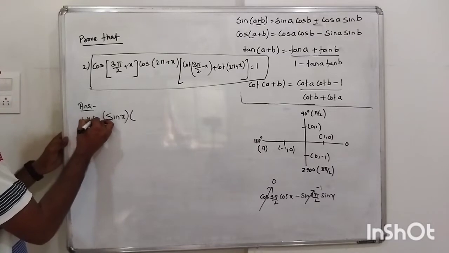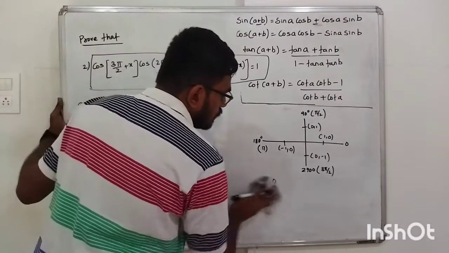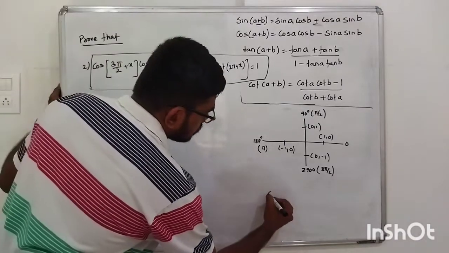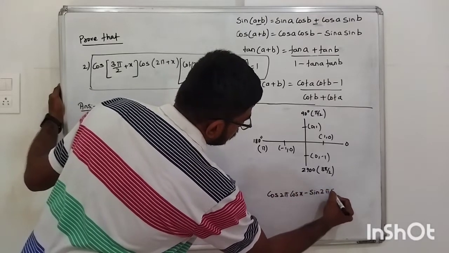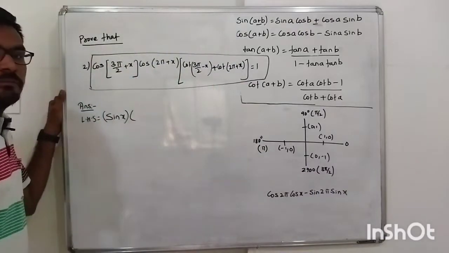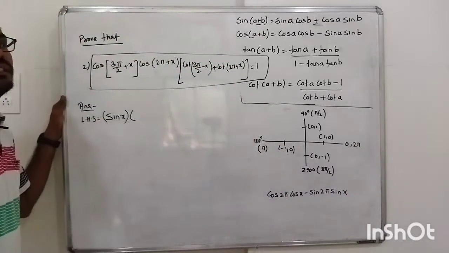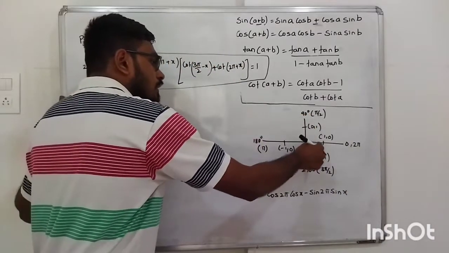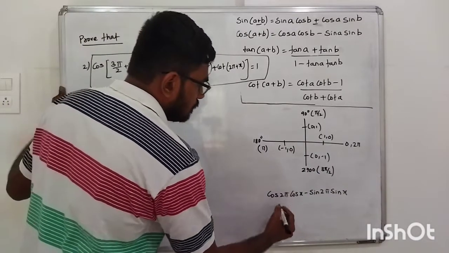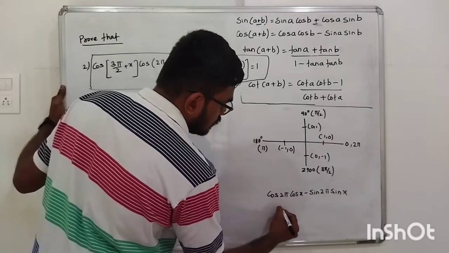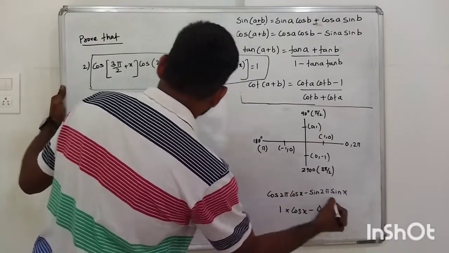This is okay. Second is cos 2 pi plus x. Okay, cos 2 pi cos x minus sin 2 pi sin x. 2 pi is where? After 3 pi by 2, here we have 2 pi. 2 pi is 2 into 180 degree, which is 360 degree. And obviously from here to here, when we rotate, here we get 360 degree. Okay. So cos of 2 pi is 1 into cos x minus sin 2 pi is 0 into sin x. So answer is cos x here.